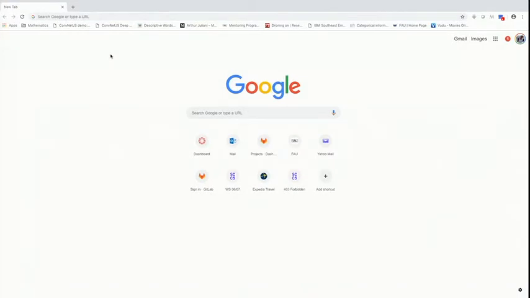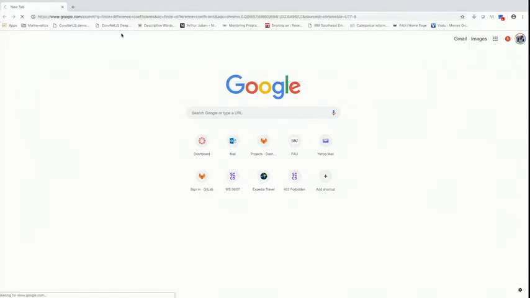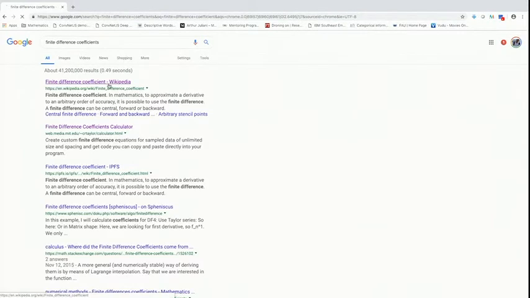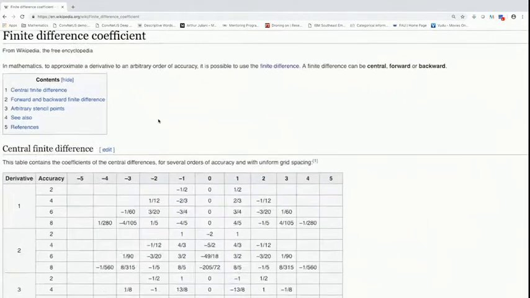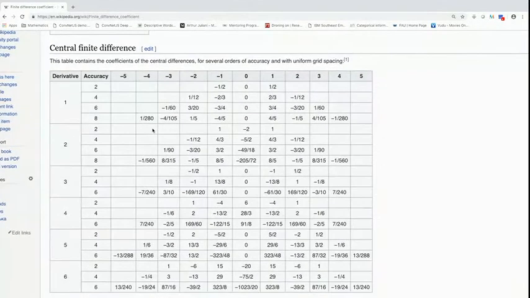So if we search for finite difference coefficients, Wikipedia has a whole list of the different expressions for the derivatives. If you want the first derivative and you want it to be second order accurate, you take y minus 1, y plus 1, and multiply them by half, right?